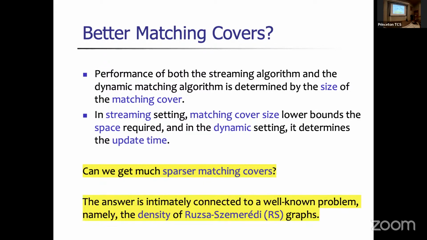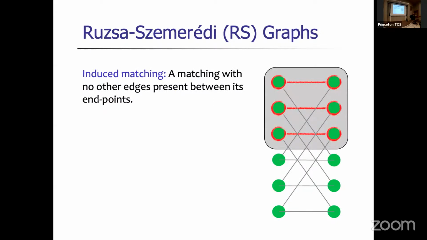And the answer, as I've alluded to already, is intimately connected to the problem of determining the density of RS graphs. So what are these graphs? I just need to define one thing before I introduce this graph. It's the notion of an induced matching. So what's an induced matching in a graph? It's a matching such that if you look at the endpoints of the vertices which participate in this matching, the graph contains no other edges besides it. So this is an induced matching shown in this graph.